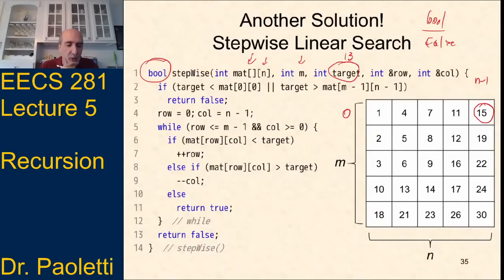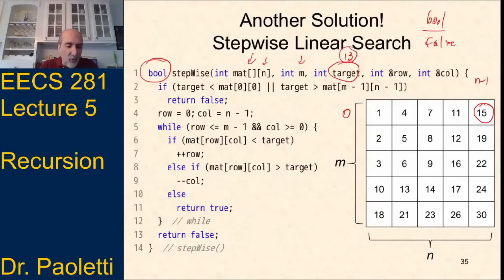Okay, let's go to the while loop. While the row is less than or equal to m minus 1. So remember, we started out at row 0. So this is saying while the row hasn't gone off the bottom and the column hasn't gone off the left, so while we're still within the bounds, we check what's in that row and column. We look at that 15, and we say, is that 15 less than our target, 13? Okay, so is 15 less than 13? No. So we go to the else.